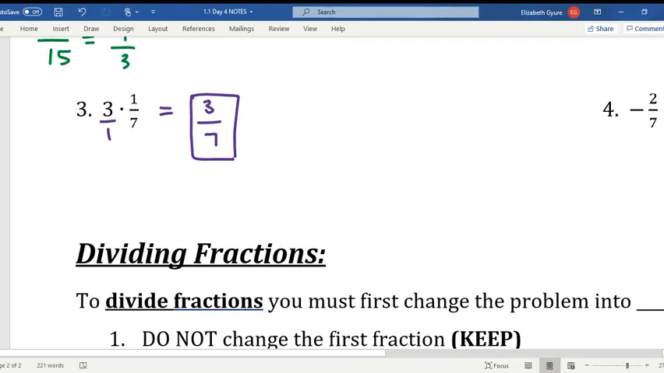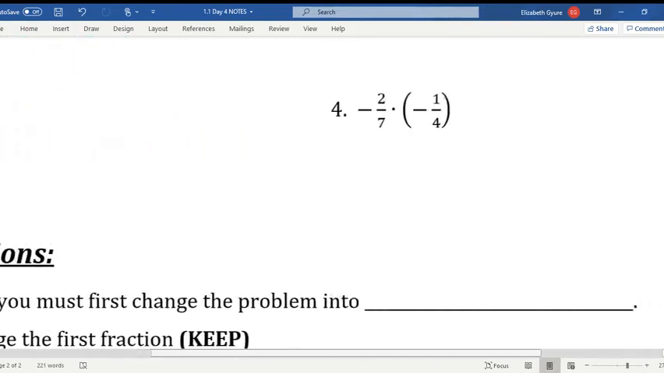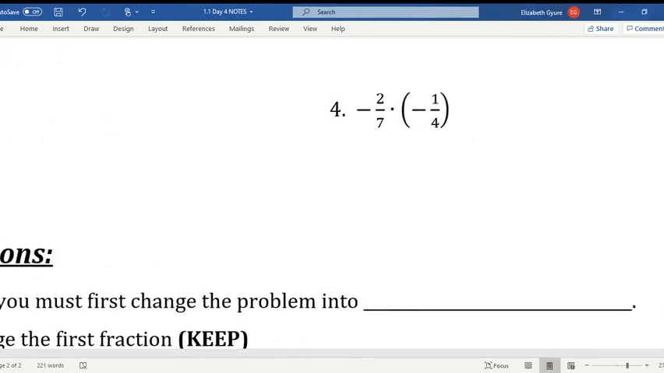All right, last multiplying one. We got negative 1/2 times negative 1/4. Do those parentheses really matter? Not really. Parentheses in this situation can also just mean multiplication, and sometimes you'll see them when you have negative numbers.